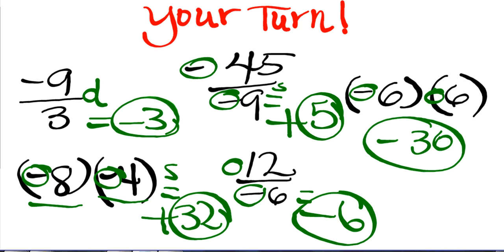All right, so just a recap on our rules. If you are multiplying or dividing numbers and they have the same sign, your final answer will be positive. However, if you're multiplying and dividing and your signs are different, then your answer is going to be negative.